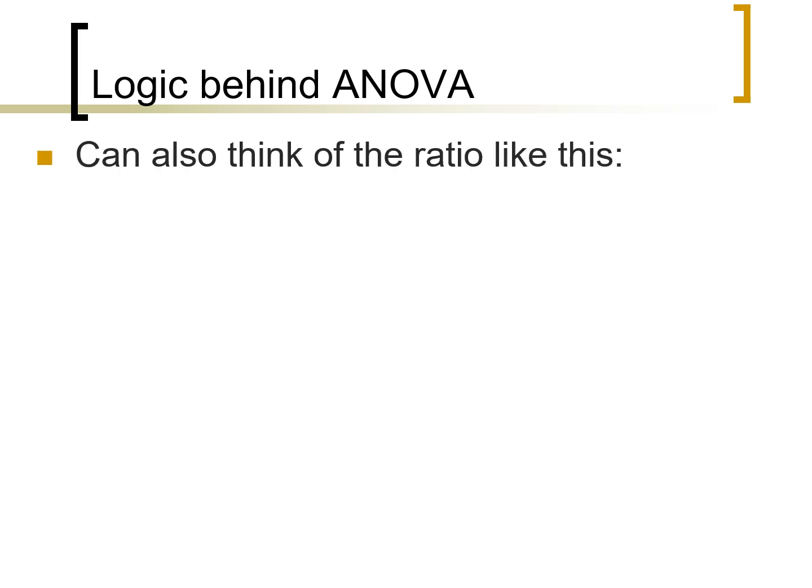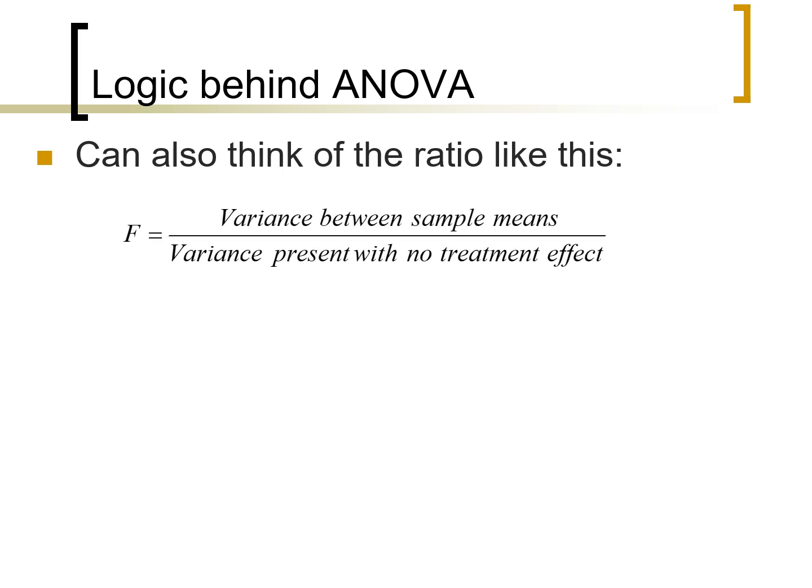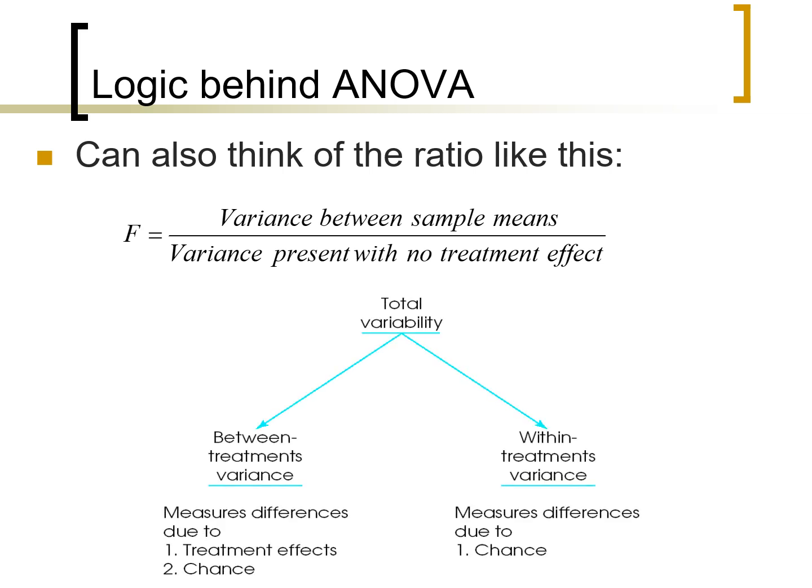You can also think of the ANOVA ratio this way: once again, variance between sample means. We have multiple sample means. How different are they? That's the effect we're trying to see is significant, if those differences are significantly different. And how much variance is there total, or not due to any treatment? So again, we're partitioning or separating our total variability.